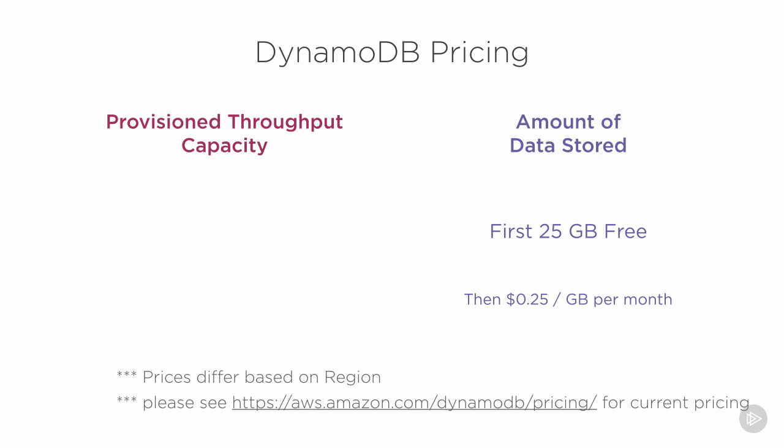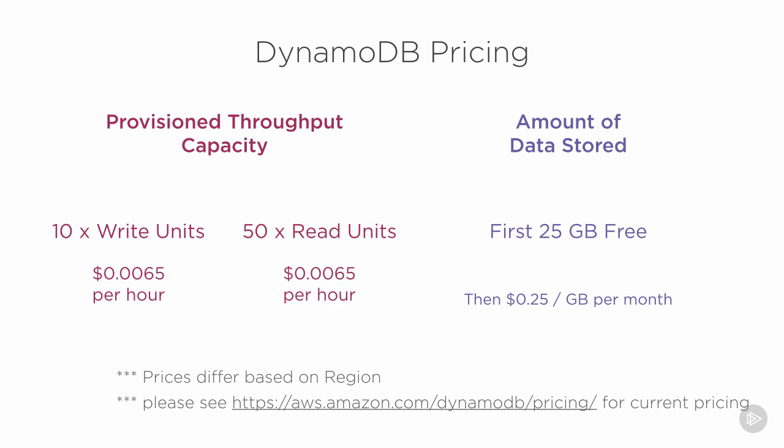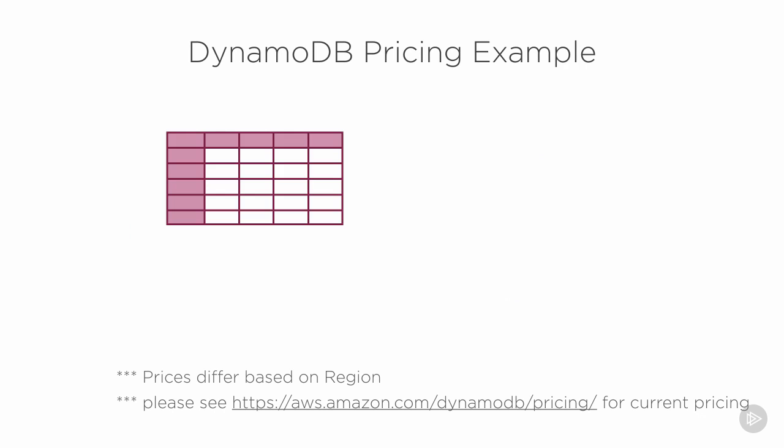Provisioned throughput capacity is where most of the cost for DynamoDB lies. Every 10 write capacity units will cost 0.65 cents per hour. Read capacity is cheaper at 0.65 cents per hour for every 50 read capacity units. This means if you provision a DynamoDB table with 10 write capacity units and 50 read capacity units, the cost will be 1.3 cents per hour.